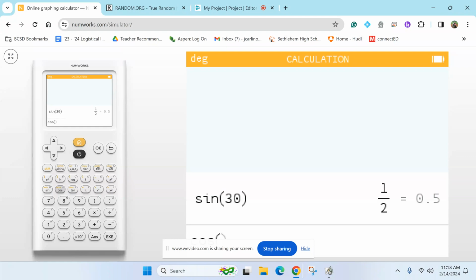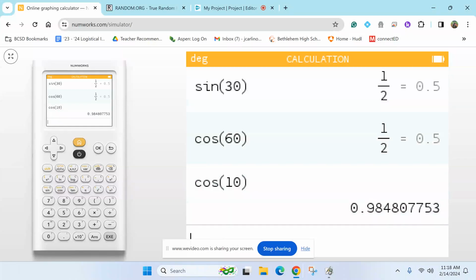Yeah, if sine and cosine are going to be equal, those angles have to add to 90. And look at that, 1/2, 1/2. Oh, I'm not done. Let's do cosine of 10. Look at that sloppy decimal. Can you tell me something else I could type in and also get 0.984807753? What else could I type in?